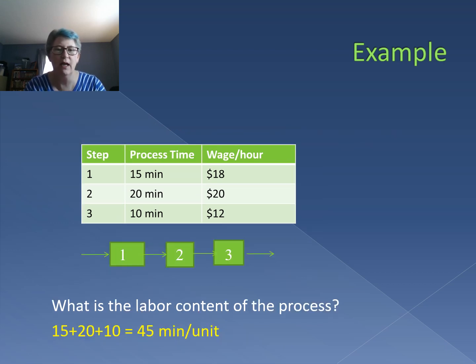So here we are again. We have this three-step process. The first step is 15 minutes, the second is 20 minutes, and the third step is 10 minutes. We add up all of those process times, and that gives us the actual labor content for the process. 15 plus 20 plus 10 gives us 45 minutes of actual labor time for a unit. So far, so good.